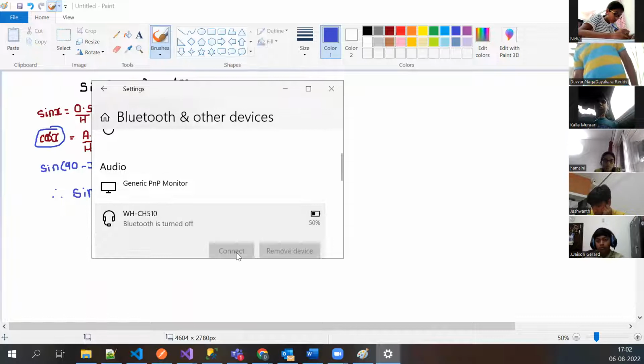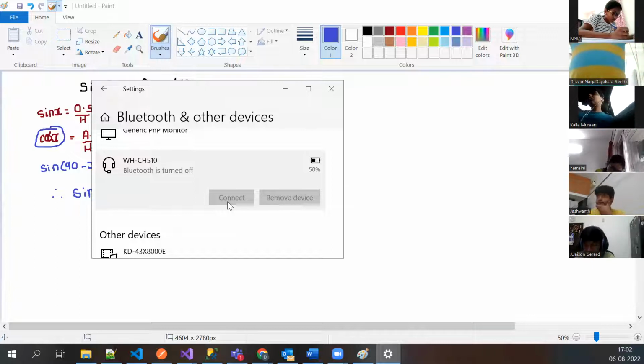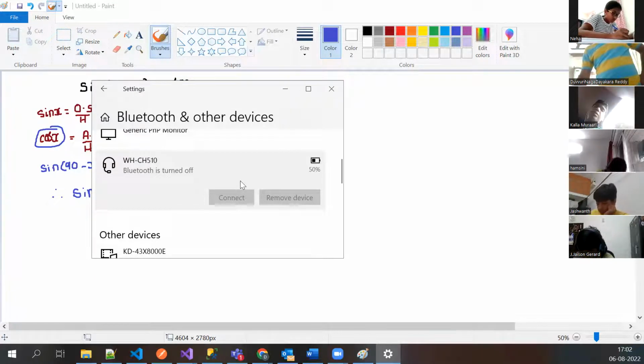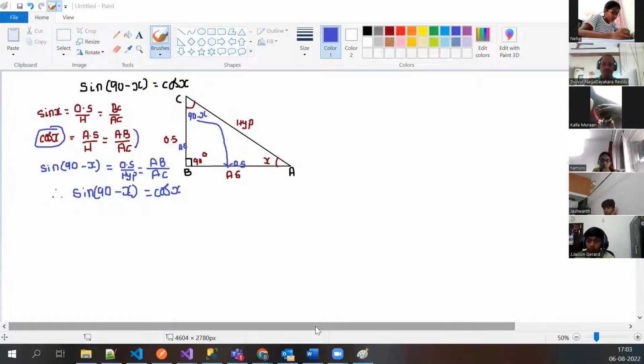Is it angle A equals x degrees? Then angle C equals 90 minus x. Is that audible, children? Yes, sir. Then angle C equals 90 minus X. Note down these things.